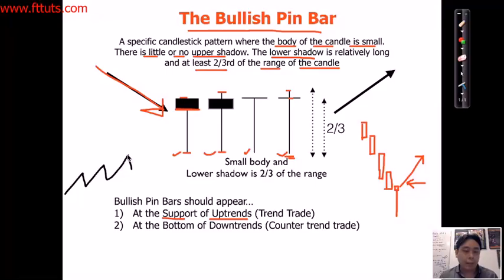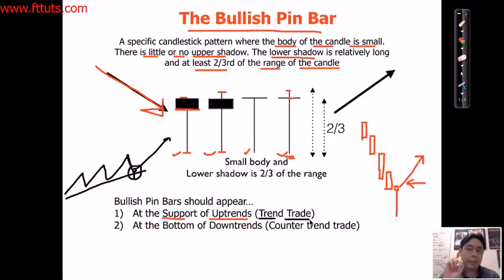Now, as the price is coming down over here, making a temporary retracement, we want to see a bullish pin bar appear over here, right? Ideally at a support level. So it should be at a level of support, like a moving average or trend line. When we see a bullish pin bar appearing, there's a high chance the price will continue the trend. And we call this a trend trade, right? Trading with the trend, okay?